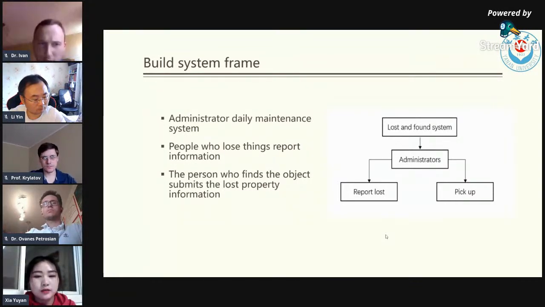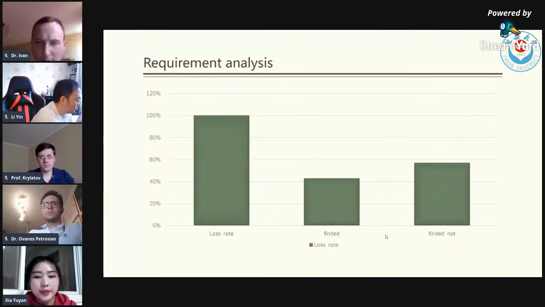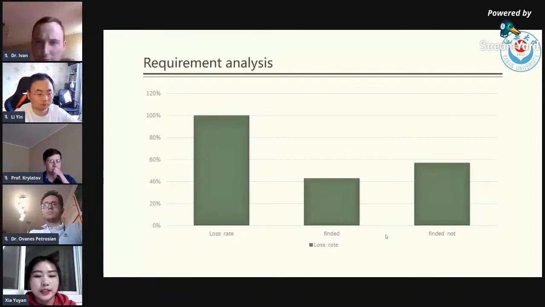Page 4, requirements analysis. The chart shows how many people have lost things and found them, and how many people have not found them.